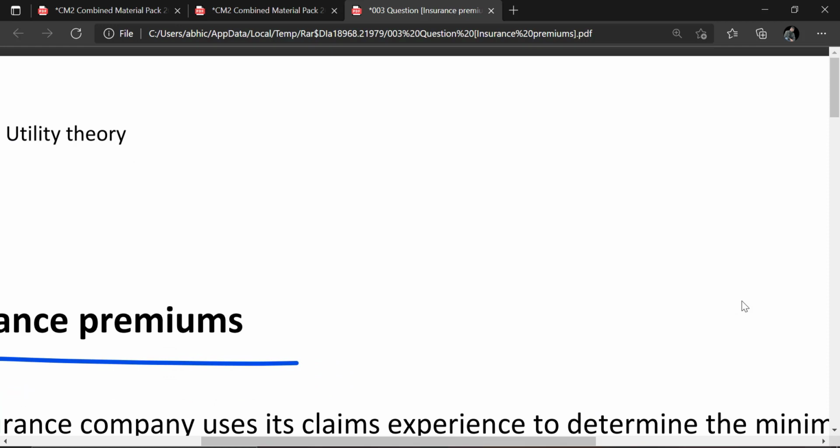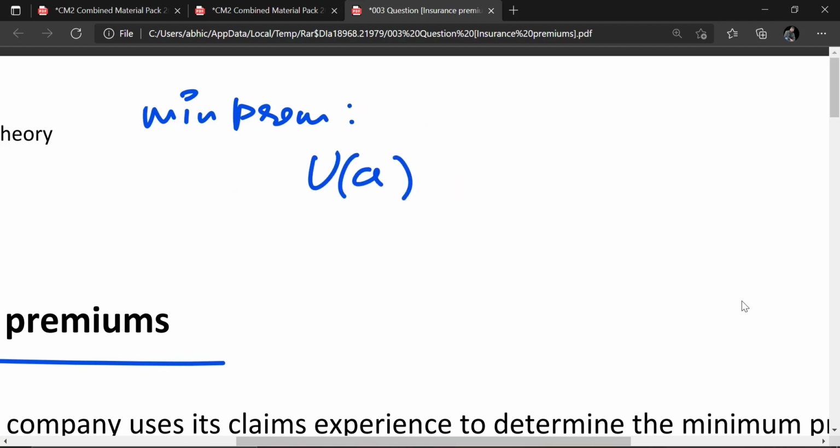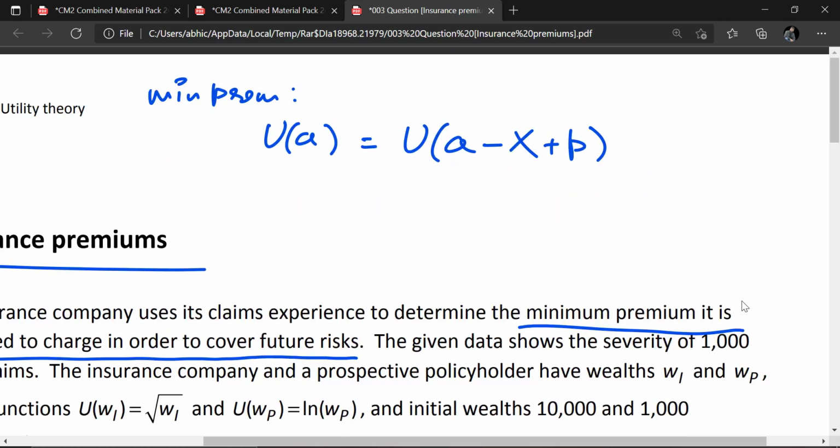If we are talking about the minimum premium that the insurer is willing to charge, then the insurer's utility, in case there is no insurance and in case there is insurance, should be equal. Let's say the initial wealth of the insurer is A. The utility without insurance will be U of A, and the utility with insurance will be U of A minus X, that is the claim that the insurer pays, plus P. This is the equation to find the minimum premium.